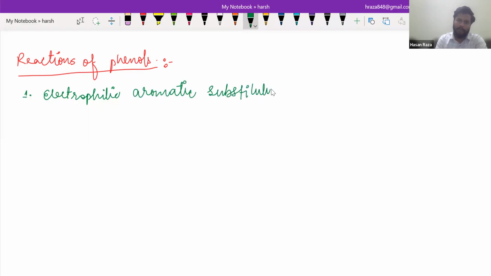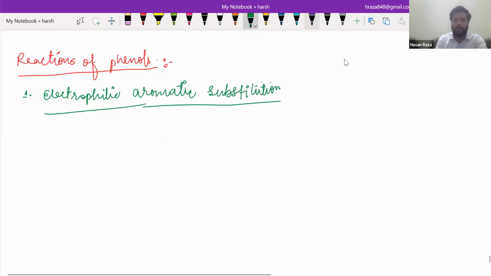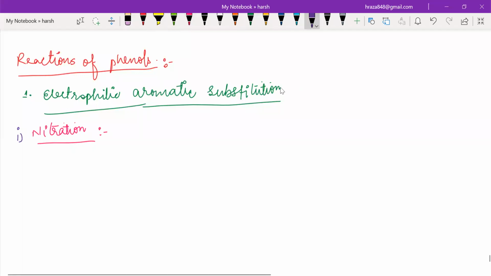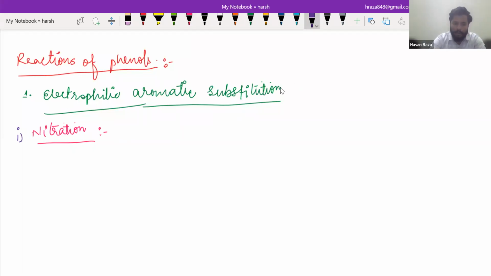Benzene is an aromatic compound. So especially we are going to study phenols. That's why I wrote electrophilic aromatic substitution, in which the first part will be nitration. So can you tell me what does this nitration mean? Nitration is addition of a nitro group, right? Yes, sir. So basically when you are going to react this phenol with dilute HNO3, you will get two products, O-nitrophenol, that means ortho-nitrophenol and para-nitrophenol.